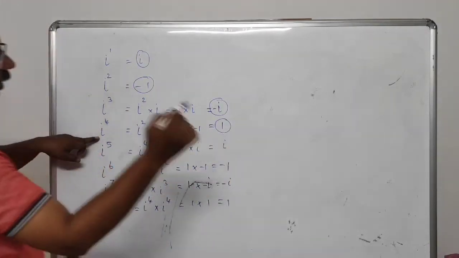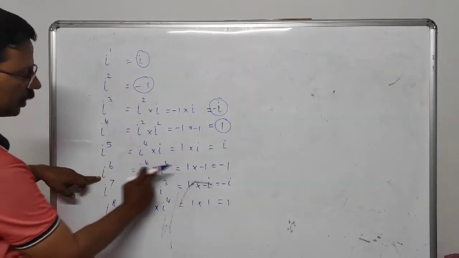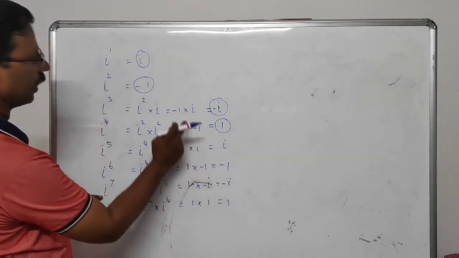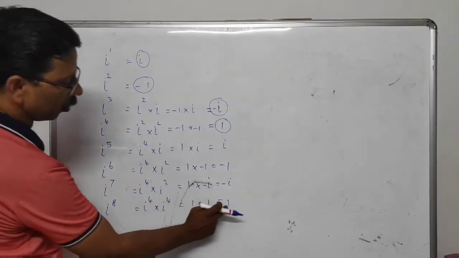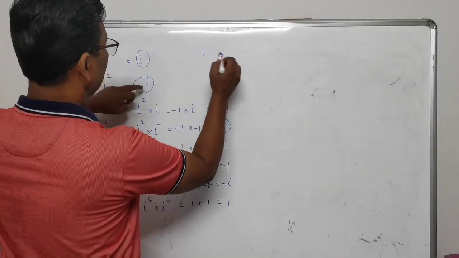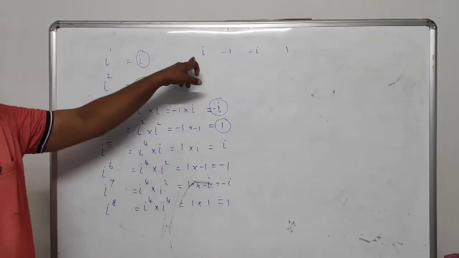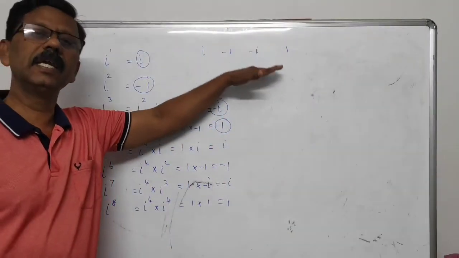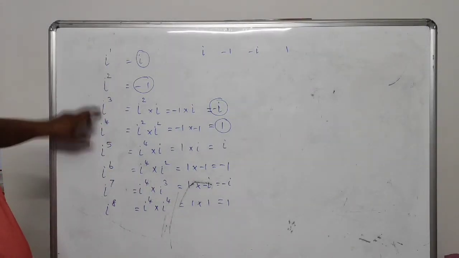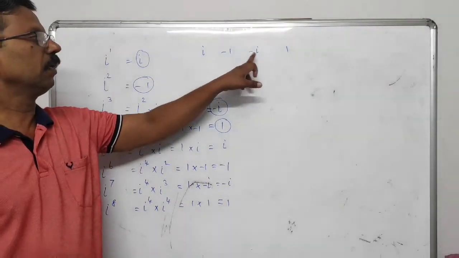See here. i power 5, you are getting i, that we already have here. Then i power 6, you are getting minus 1, that we already have here. Then i power 7 is equal to minus i, that we also have here. Then i power 8 is equal to plus 1, that we have here. Therefore, only these four values, i, minus 1, minus i, plus 1, are repeatedly occurring whatever be the power of i. Therefore, for different powers, you can get only these four results: i, minus 1, minus i or plus 1.